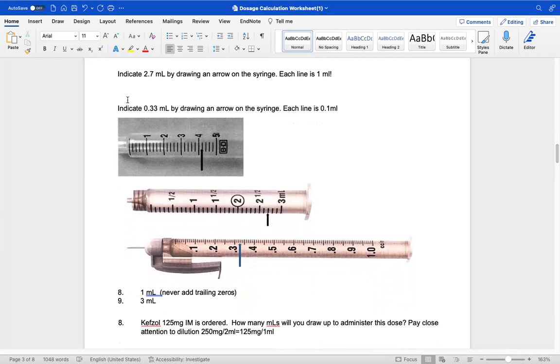And then on this last one here, indicate 0.33 mLs by drawing an arrow on the syringe. So each line on this syringe is going to be 0.1. Again, here's where we're seeing this. 1 cc is equivalent to 1 mL. So on this one, with each line being 0.1, we go to the 0.3 and then we add 1, 2, 3. That will give you the 0.33.